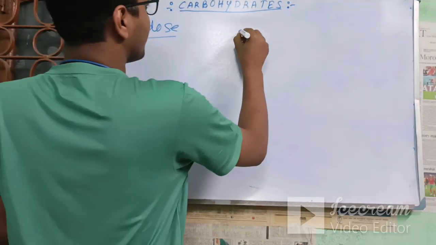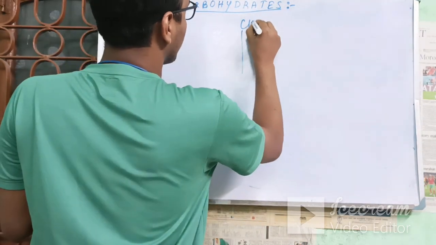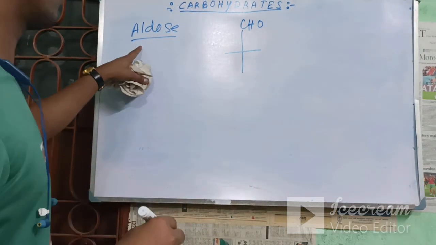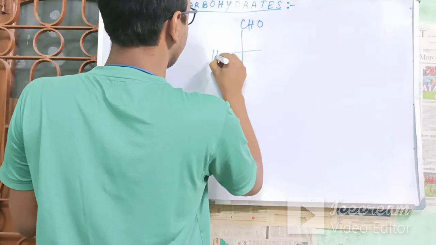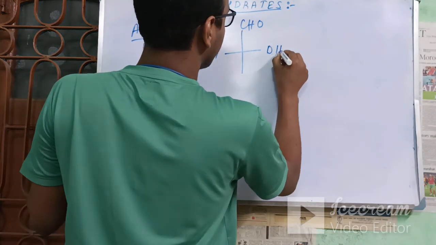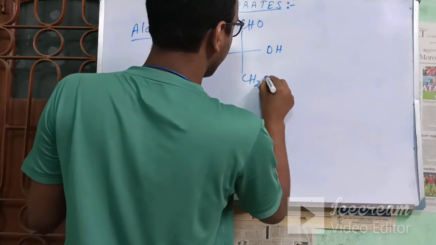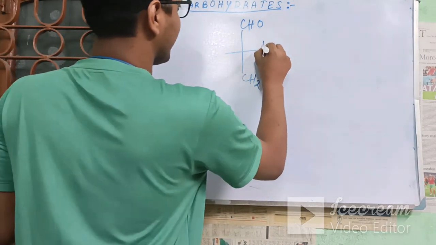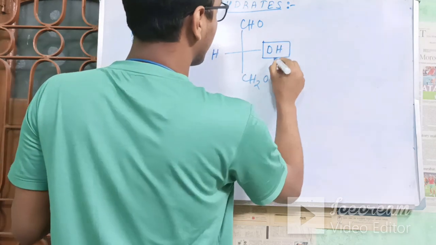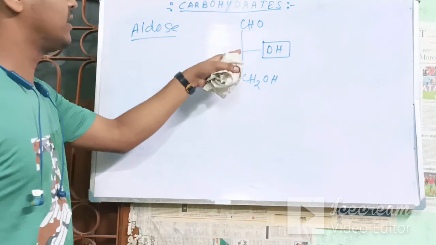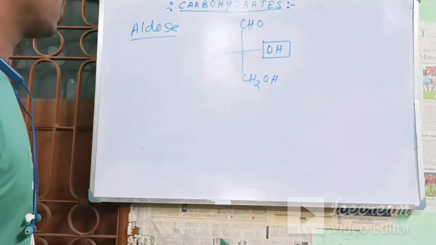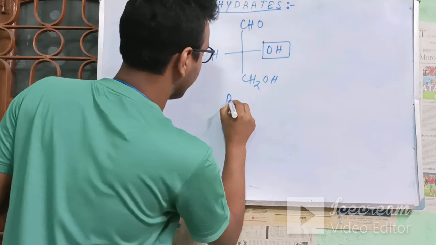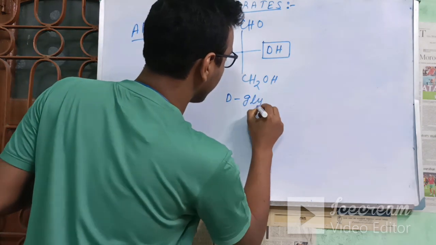The first member of this aldose series is glyceraldehyde. So this is D-glyceraldehyde or L-glyceraldehyde. This is D-glyceraldehyde because the most electronegative atom is attached on the right side of the lowest carbon atom. So that is D-glyceraldehyde.